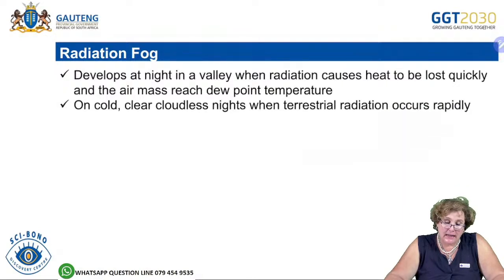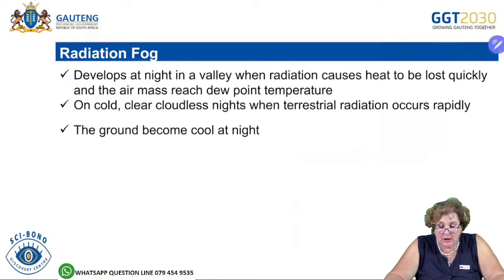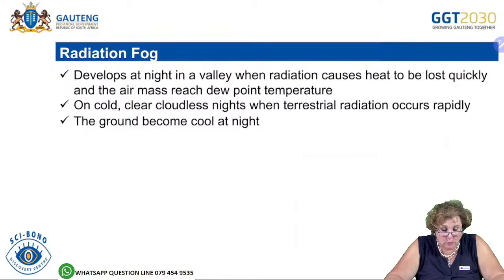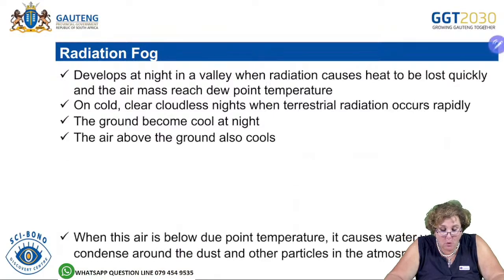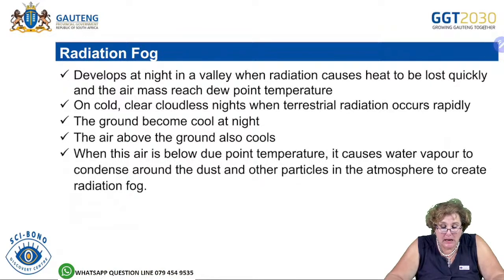Radiation fog develops at night in a valley. When radiation causes the heat to be lost quickly, the air mass reaches dew point temperature. On a cold, clear, cloudless night, that means it's cold, there are no clouds, there are no winds. When terrestrial radiation occurs rapidly, the ground becomes cool. The air above the ground is also cool, and when this air is below dew point temperature, it causes water vapor to condense around the dust and other particles in the atmosphere, and it's going to create radiation fog. It's like a low cloud.